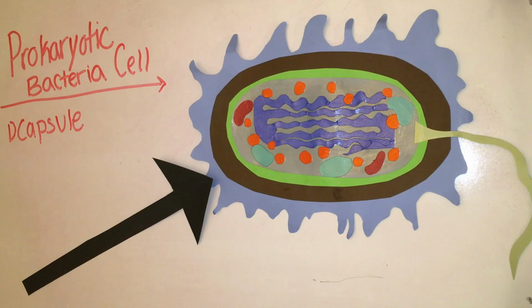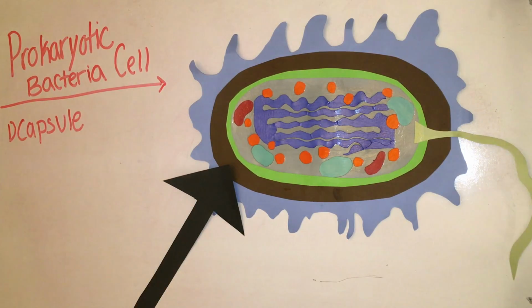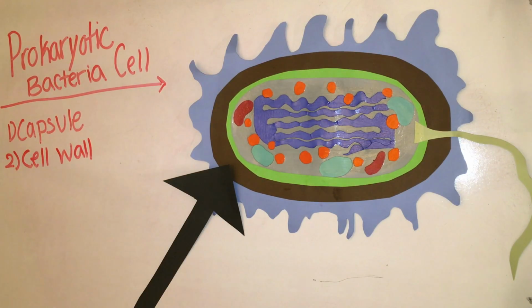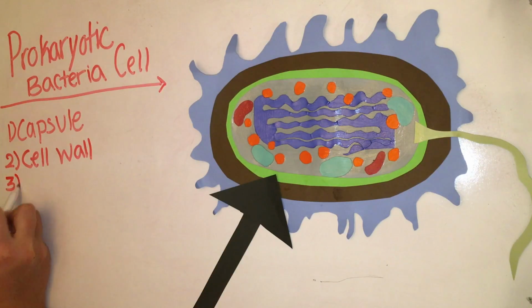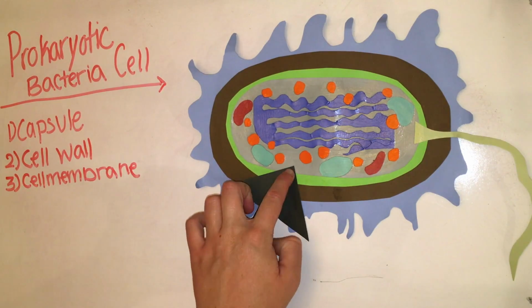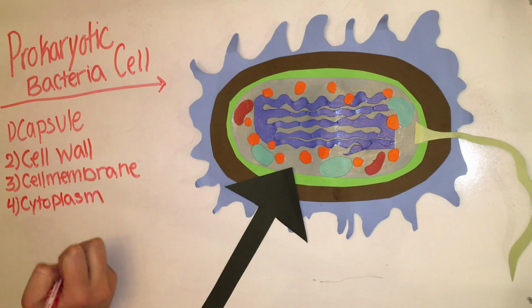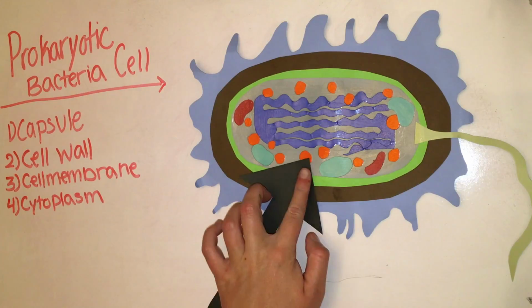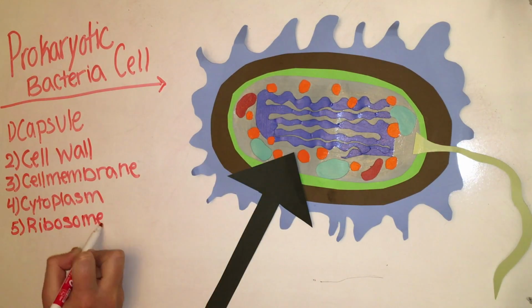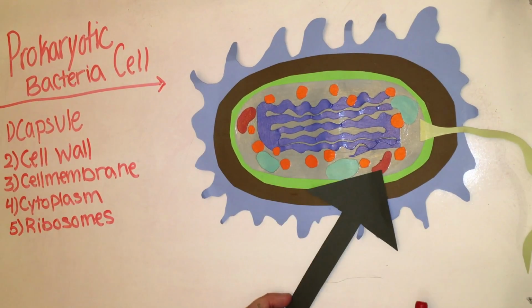The second is the cell wall. It's a phospholipid bilayer. The third, the cell membrane, is responsible for diffusion of materials between cytoplasm and the environment. The cytoplasm is surrounded by a cytoplasmic membrane. It's basically the soup of bacterial cells. It's made out of mostly water. Ribosomes, or the home of the protein synthesis. Ribosomes play an important role in bacteria.